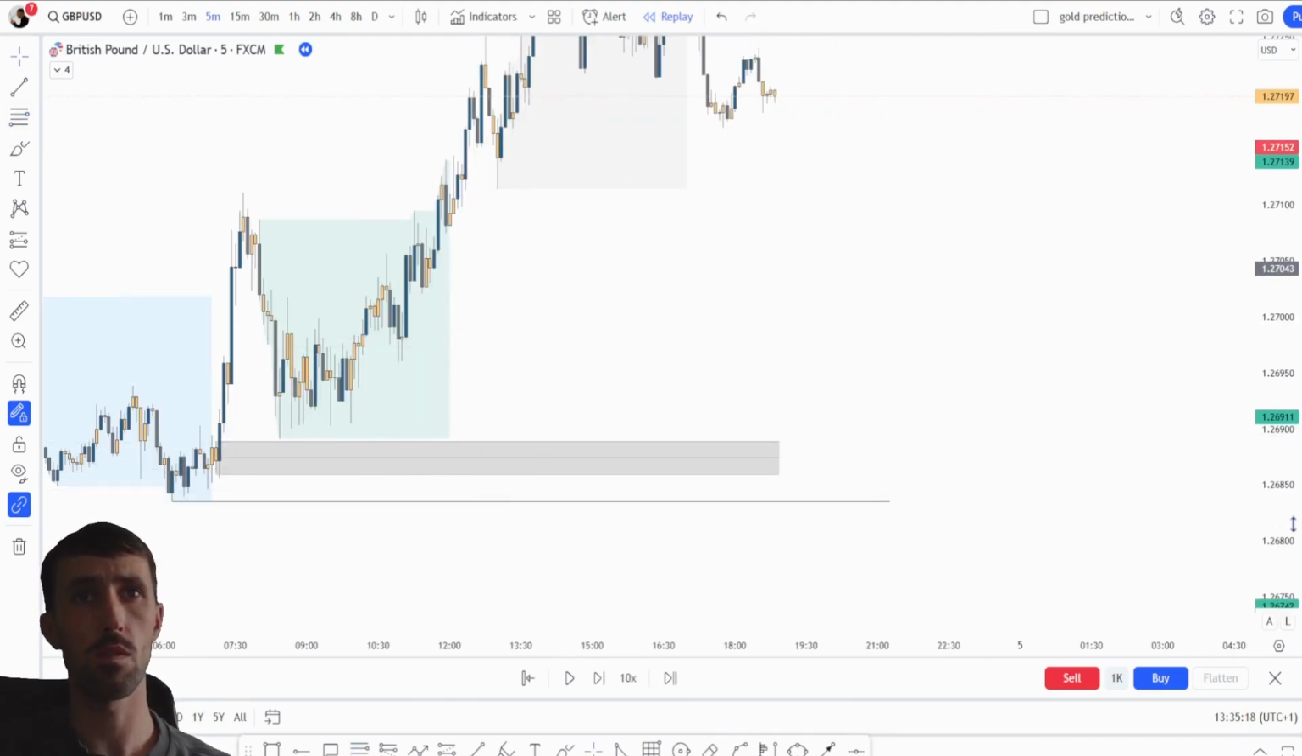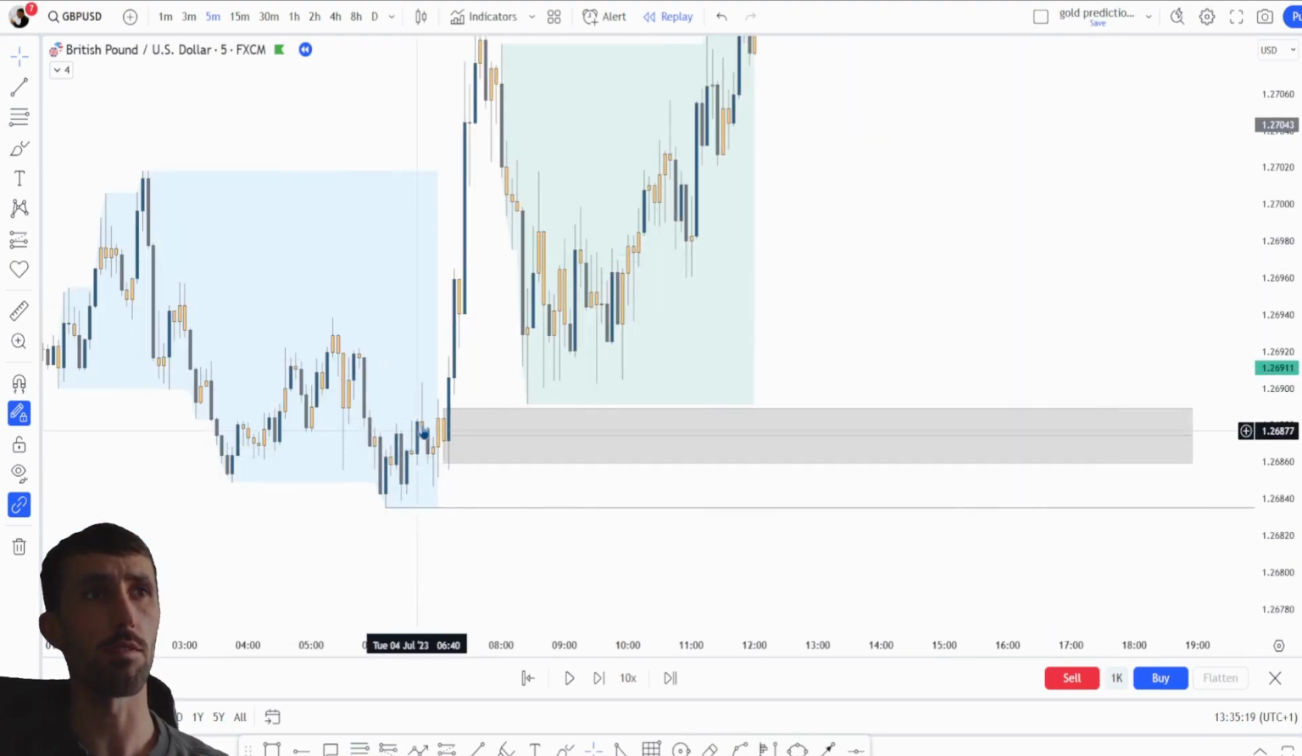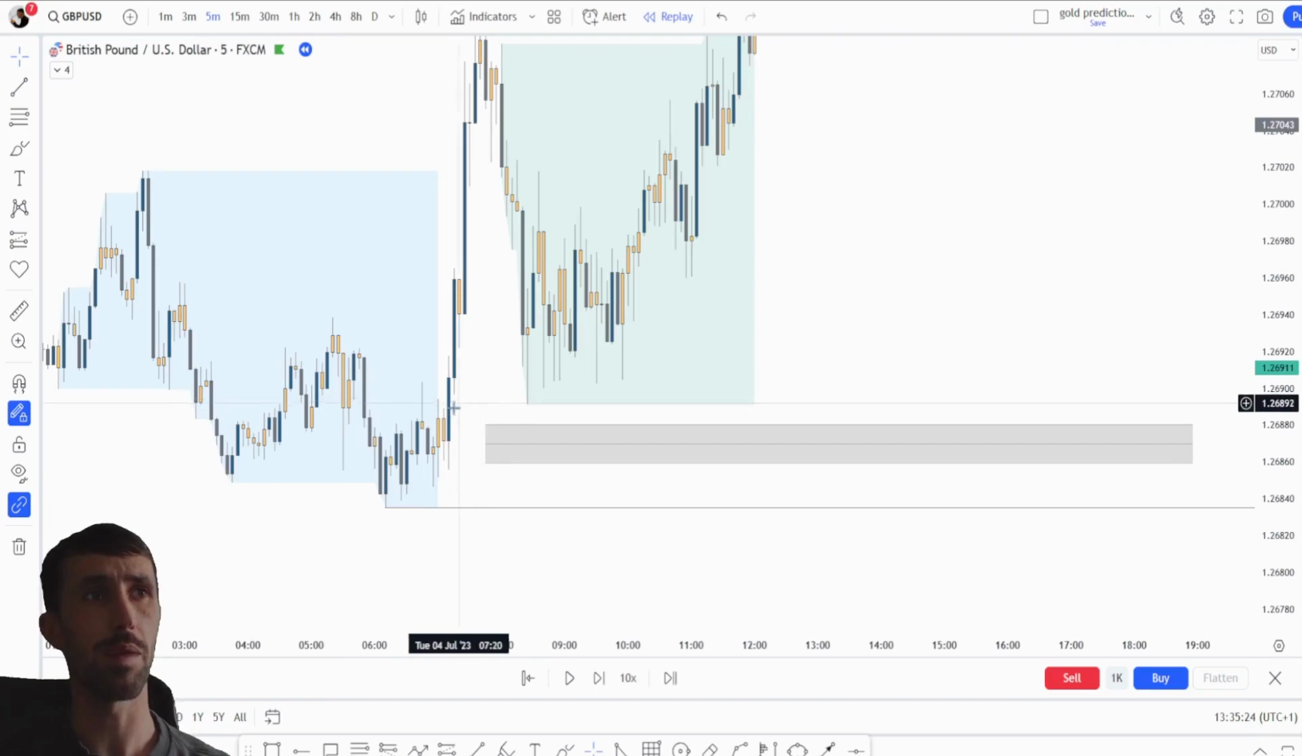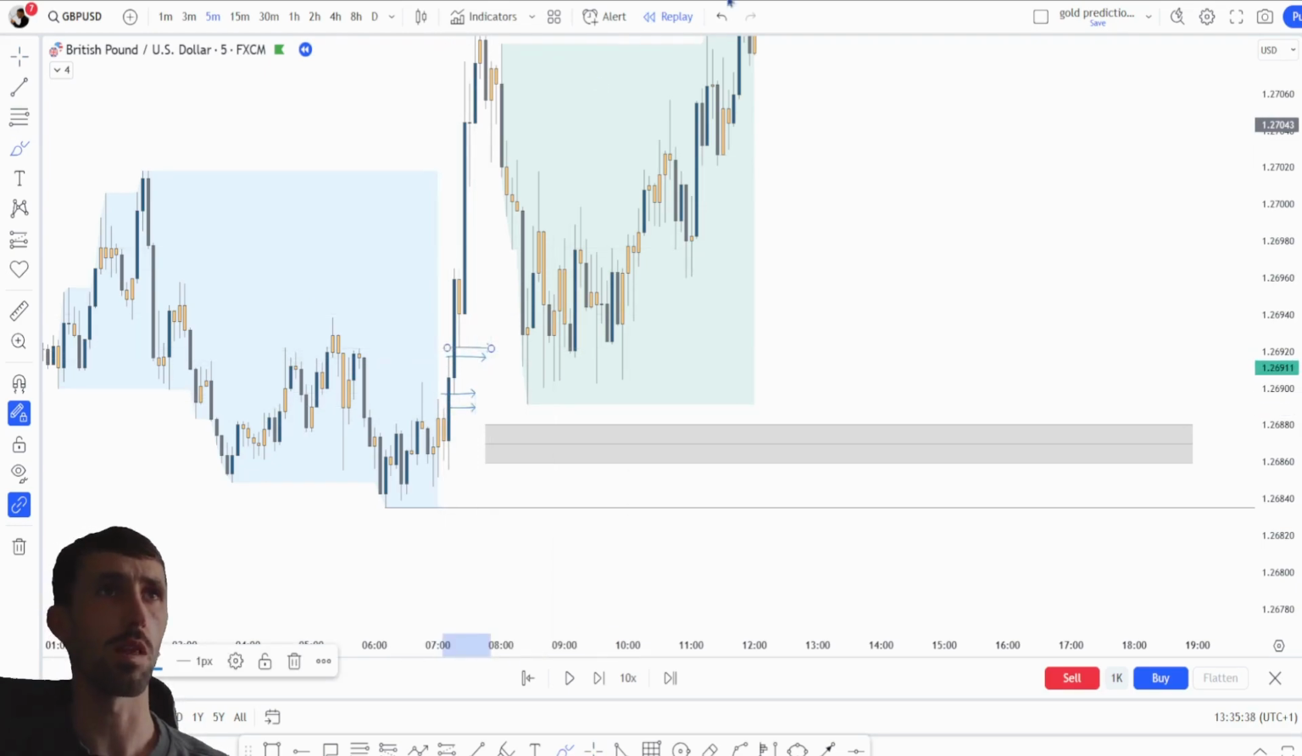Now, the reason we are looking for this area, for example, is because we can see that there is clear imbalance between the low of this candle right here and then the high of this candle. You can see there's an imbalance here, there's an imbalance here, and collectively there is imbalance between these points in price wherever unfulfilled orders lie.